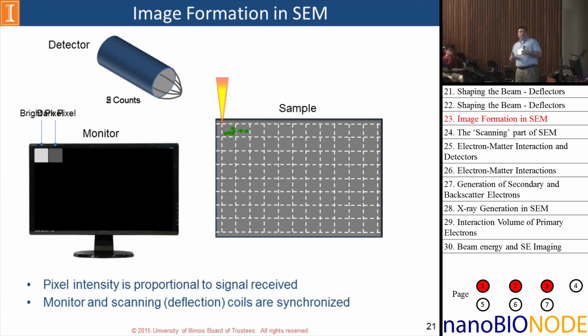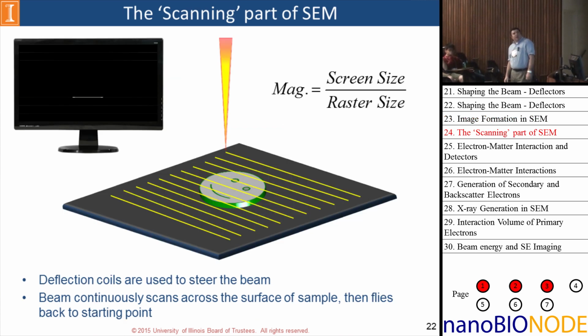Now, I don't want to give you the impression that the beam is just scanning one little section at a time. The beam is constantly going. In a scanning electron microscope, the beam is constantly rastering across the sample. It looks more like this. If we have our happy smiley face on the surface here, we've got our beam, we've got our monitor, and the beam is going to start scanning lines, and eventually there's our little happy smiley face. There she is.